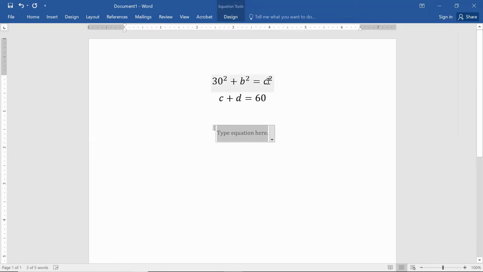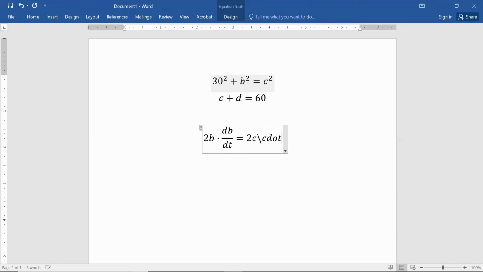So let's take a derivative of the first equation with respect to time. Well, 30 squared is constant, so that becomes 0. B squared, the derivative of that is 2B multiplied times the derivative of B with respect to time.